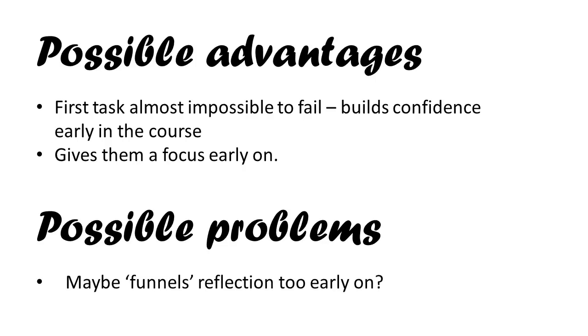Possible problems: again, I've got a question mark with this. Maybe it funnels the reflection too early on, but it doesn't exclude anything else. When they come to write their second part, they may want to write about something that they didn't include in their initial list, and that might also be interesting. So I don't think there's a particular problem there.